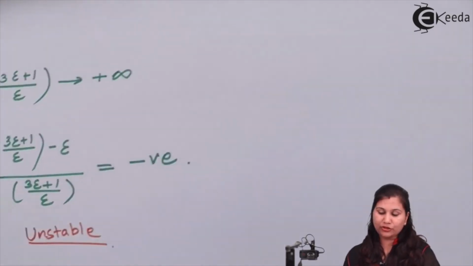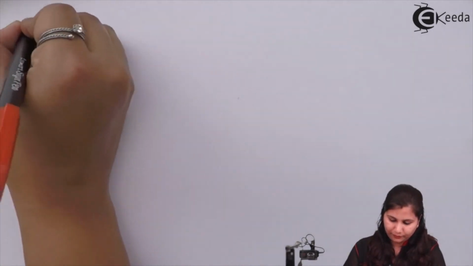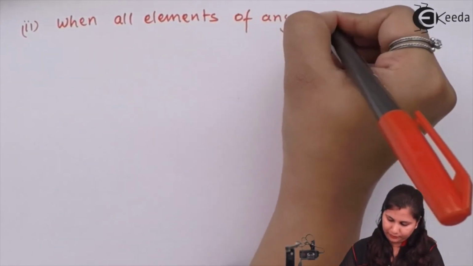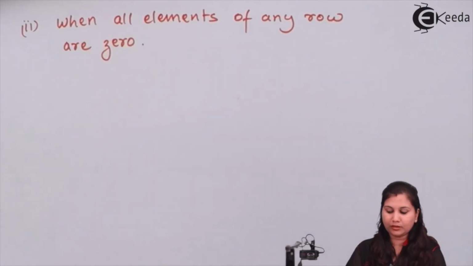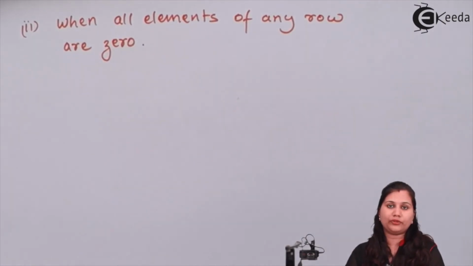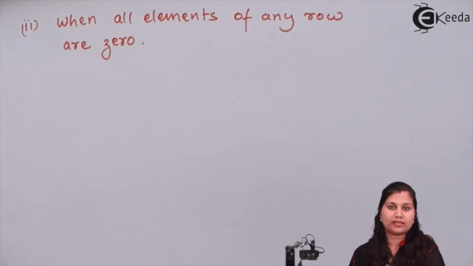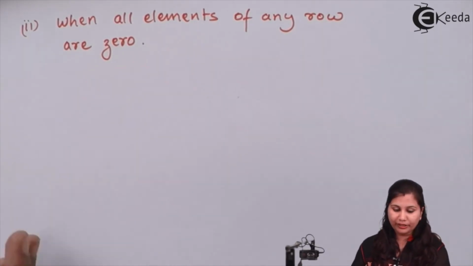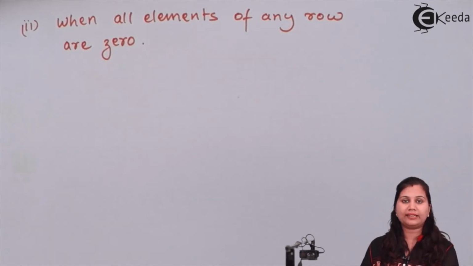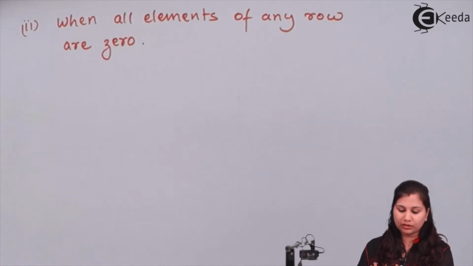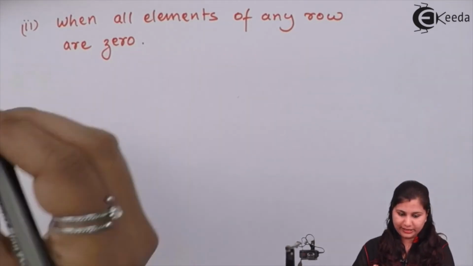Now the second limitation in this Routh Hurwitz criteria is that when all the elements of any row are coming out to be 0, then what you are going to do? You are going to form a subsidiary, or you can say auxiliary equation. Okay, then you are going to differentiate that auxiliary equation and then equate it to 0, and then you will get the value of S. Okay, so let's take an example.